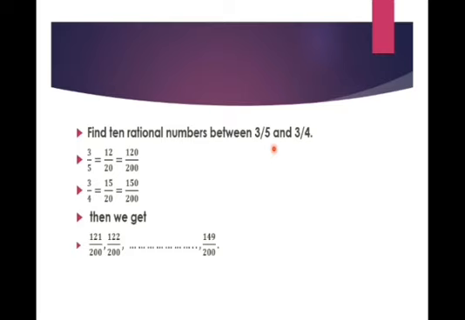Once more, if the denominators are not the same, we take the LCM of these two numbers, 5 and 4. The LCM of 5 and 4 is 20. 20 by 5 is 4, 4 into 3 is 12. 12 by 20 is the same as 120 by 200. Then 20 by 4 is 5, 3 into 5 is 15. 15 by 20 is the same as 150 by 200. Then we can find more rational numbers between 120 by 200 and 150 by 200.